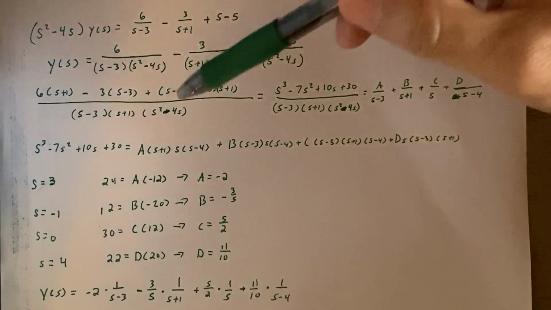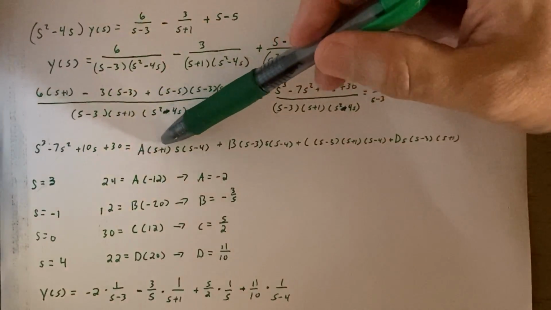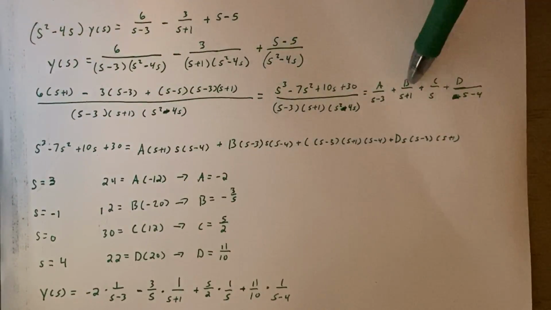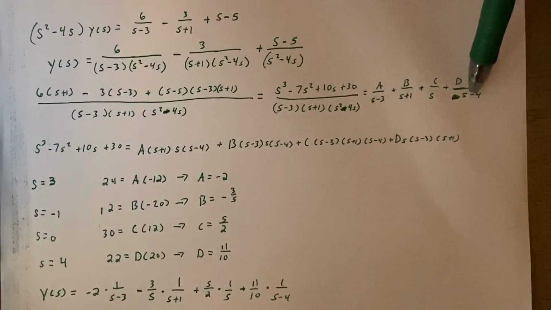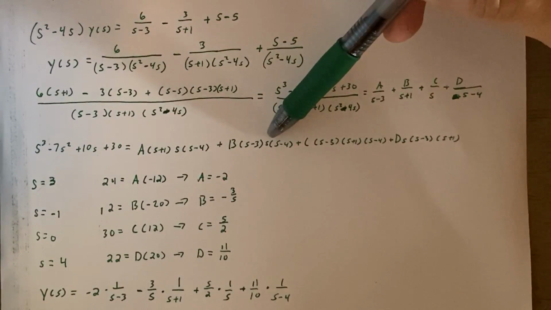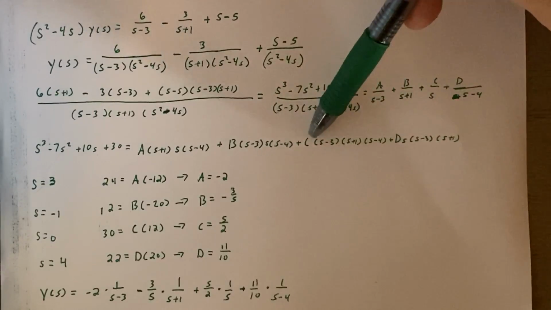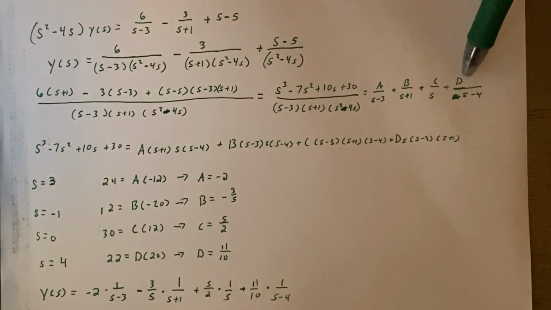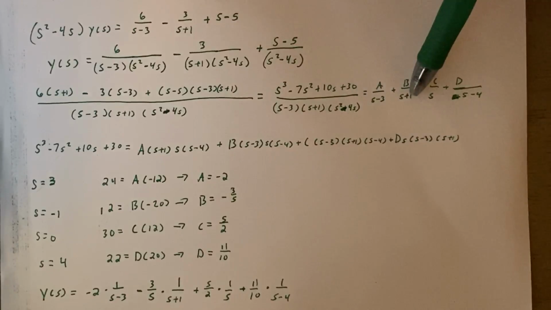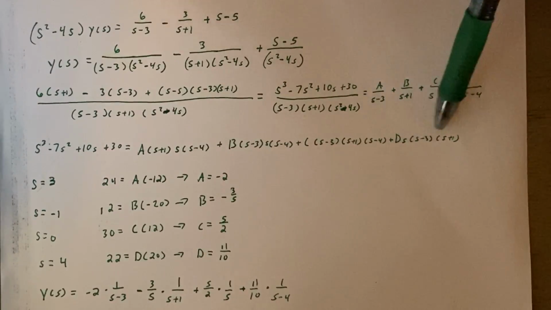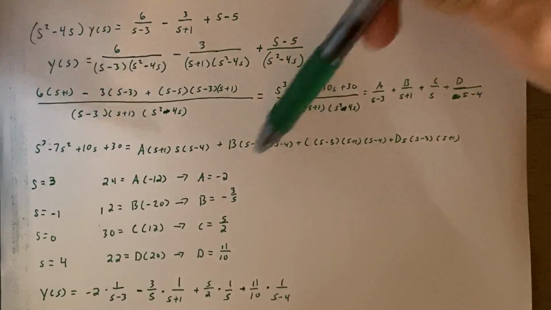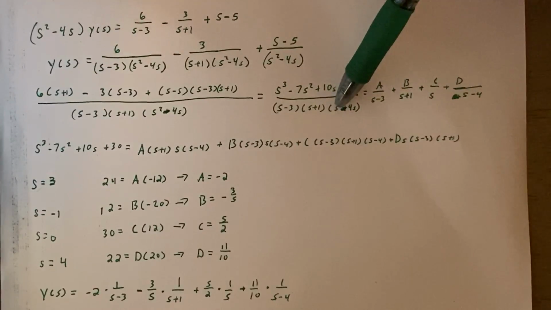So multiply all those by a, which you can see here. And then the same thing for b. I need s minus 3, s and s minus 4. So I'll multiply those by b. C needs s minus 3, s plus 1, s minus 4. So multiply all those by c. And then d needs an s minus 3, s plus 1, and an s. So multiply all those by d. Then I would have a common denominator with the left-hand side.